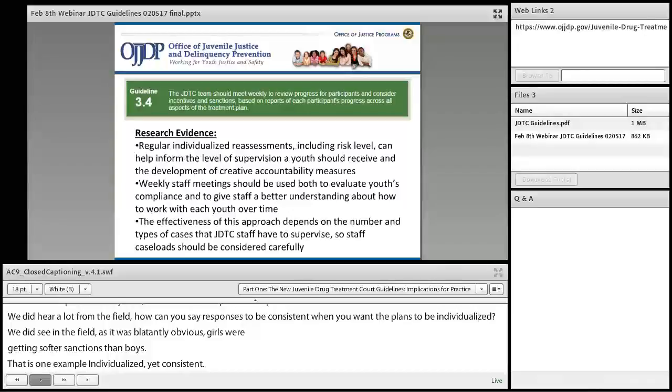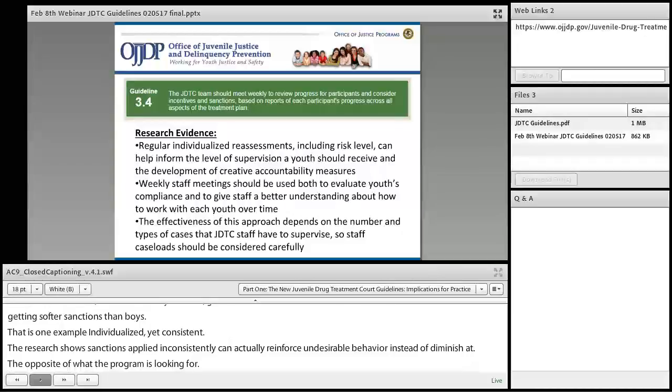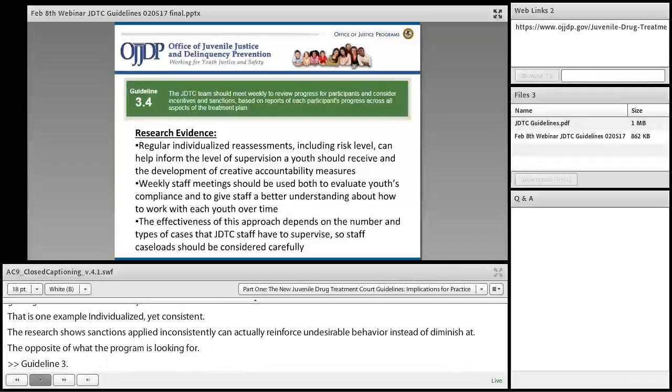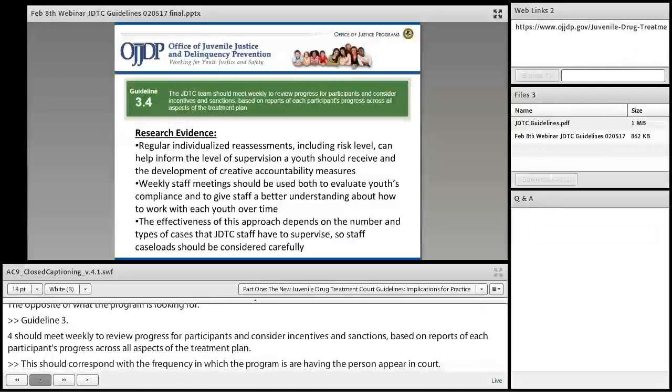All right, and then Guideline 3.4. So the team should meet weekly to review progress for participants and consider incentives and sanctions based on reports of each participant's progress across all aspects of the treatment plan. Now, we say weekly here. I do want to clarify that. So this should correspond with the frequency in which the program is having the young person appear in court. So as they progress to higher levels in the program, and perhaps they're coming to court less often, the meetings would correspond to that frequency as well. So just to make that clear.